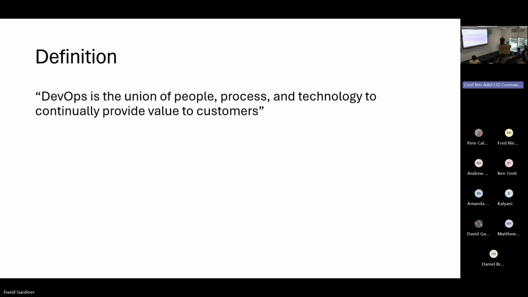So a nice definition for DevOps that I like is this one here: the union of people, process, and technology to continually provide value to customers. What I like about that is it's not calling out a particular technology. It's not saying, oh, you have to use this process. It's just saying we've got to bring these things together. And if we do that, then we're focusing on providing value to our customers.